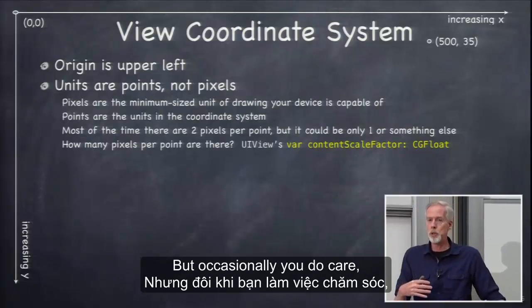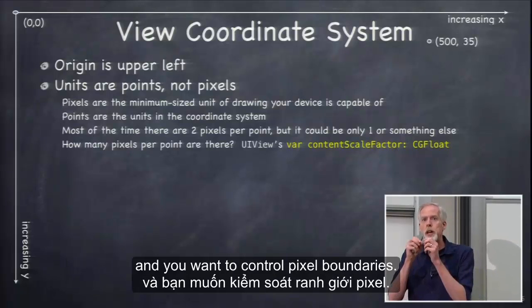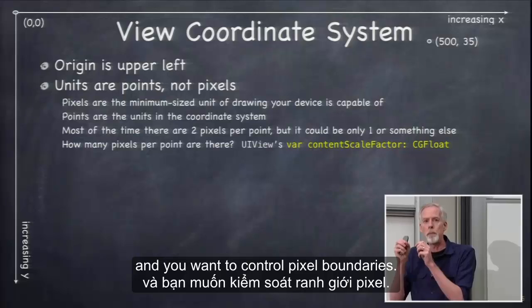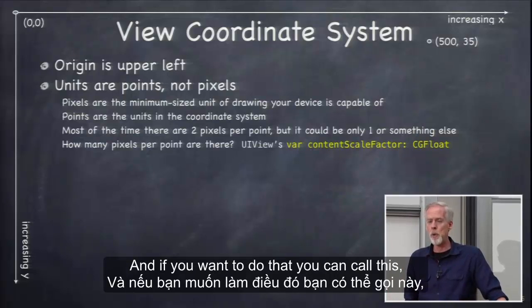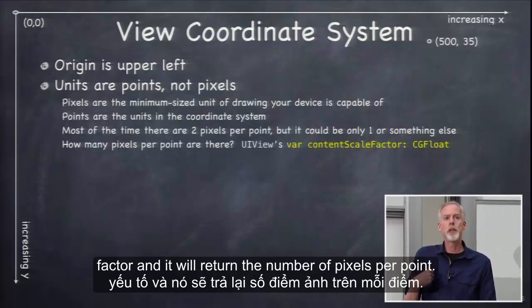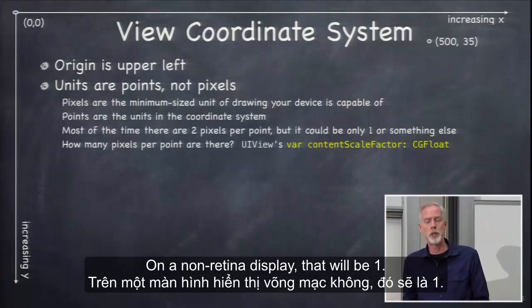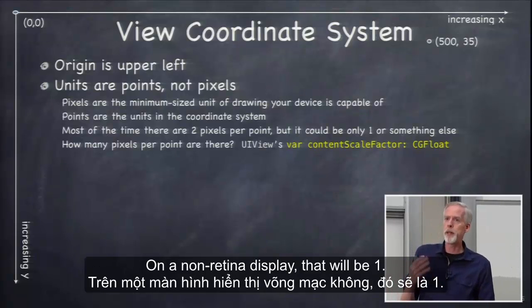But occasionally you do care, because maybe you're drawing something very finely detailed and you want to control on pixel boundaries. If you want to do that, you can get this property in view called content scale factor, and it will return the number of pixels per point. So on a retina display, that's going to be 2. On a non-retina display, that will be 1.